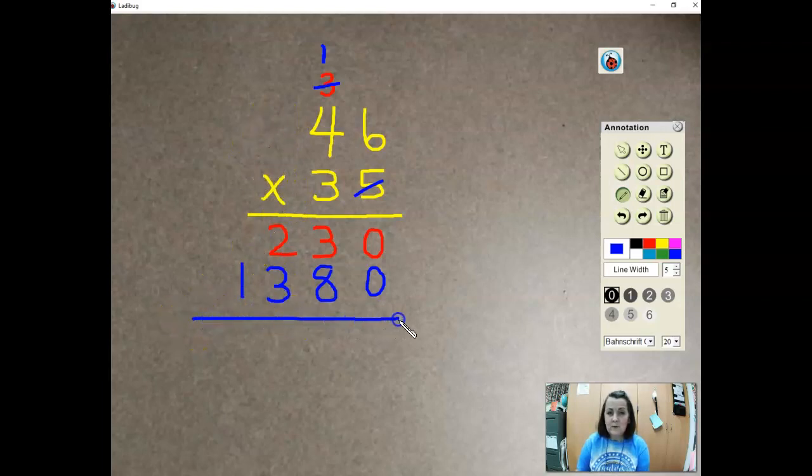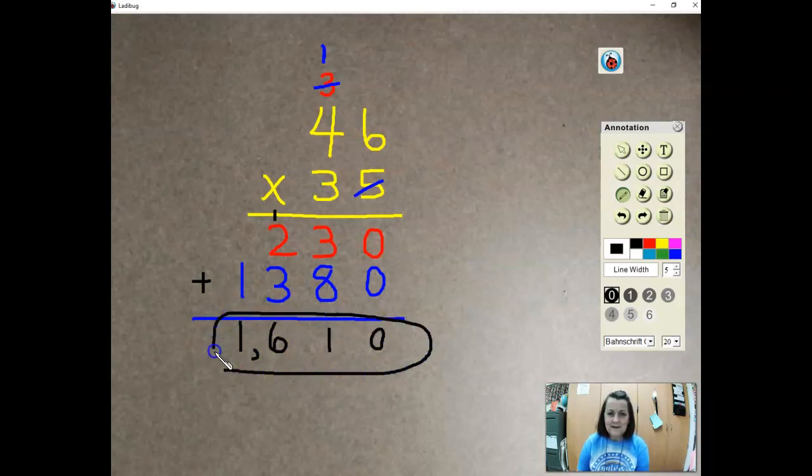So now we're going to add it all up. We got 0 in the ones place. We have 11 tens where we need to regroup. Now we have 3 plus 2 plus 1 is 6. And then we have 1 in the thousands place. And then we just put our comma. And here is our product. Okay, so get that copied.